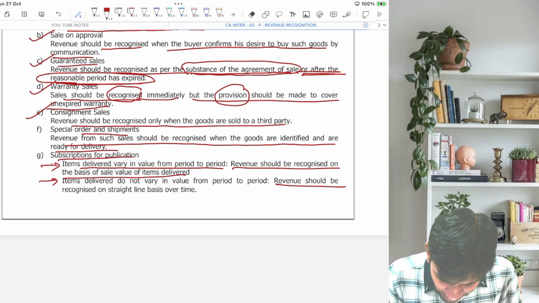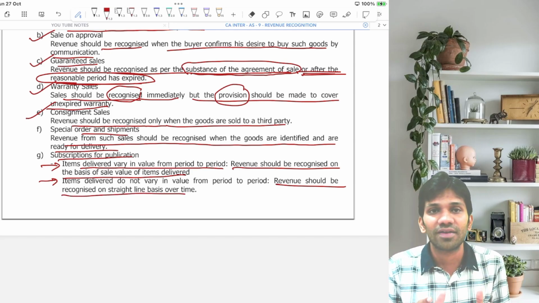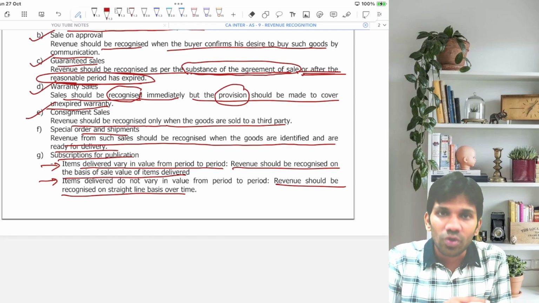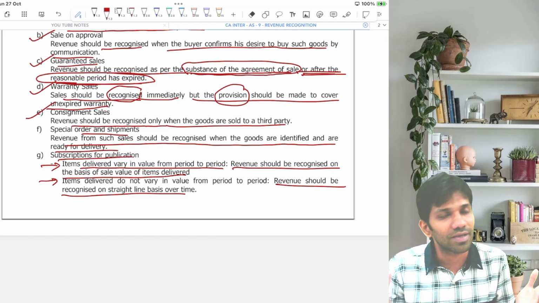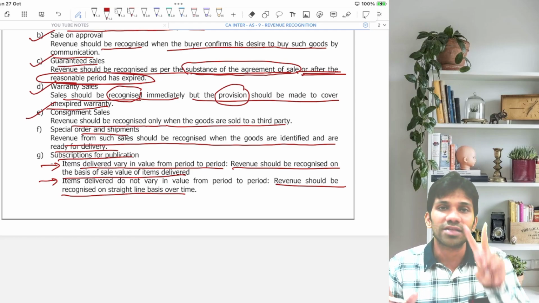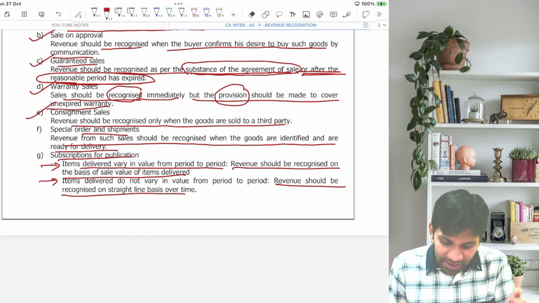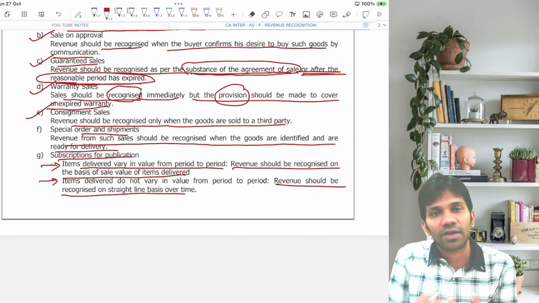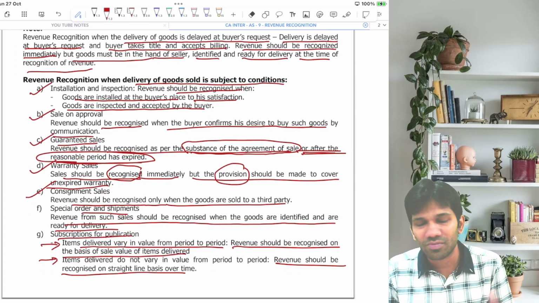Now revenue should be recognized on a straight line basis over time. Means I should recognize revenue on a constant basis because I know how many newspapers will be sold in a year, because people subscribe in the beginning for the entire year. So publications and subscription revenue should be recognized in two cases. If items delivered vary in value from period to period, then on the basis of sales value. But if items are of the same value, then on a straight line basis. So guys, these points you need to remember.